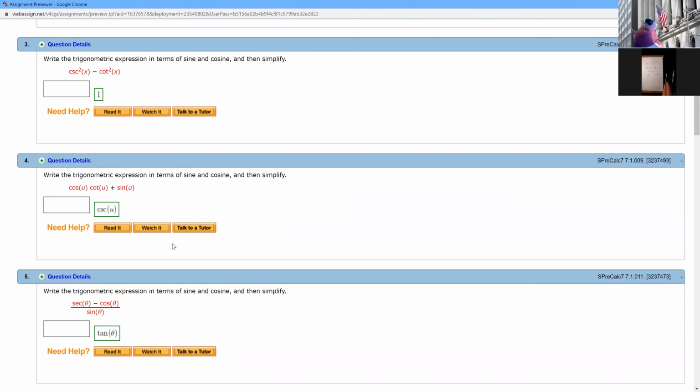Now I look at something that I think I probably should do. I'm just going to write it down right now. It's cosecant squared x take away cotangent squared x. Right. And the answer is going to be 1, because I can tell it's 1 because it says it's 1. But let's find out how we would go about that one.